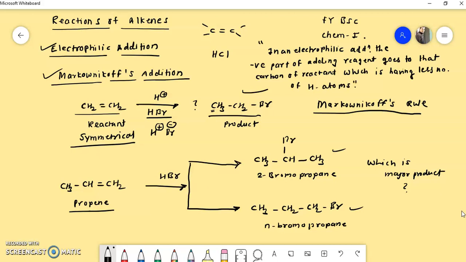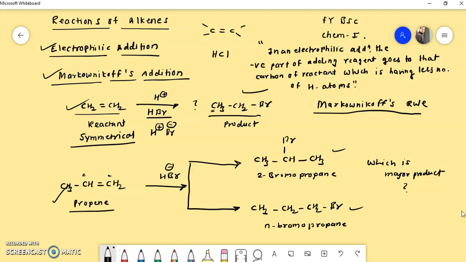It is like the Saytzeff rule, but that was for the elimination reaction, and here it is an addition reaction. So what does this Markovnikov rule say? If there is an electrophilic addition reaction like this, and the starting material is unsymmetrical like this, then the negative part of the adding reagent, here the negative part of HBr, which is Br minus, goes to that carbon of the reactant which has fewer hydrogen atoms. Now you see here, if we compare this double bond, this is one carbon and this is another carbon.